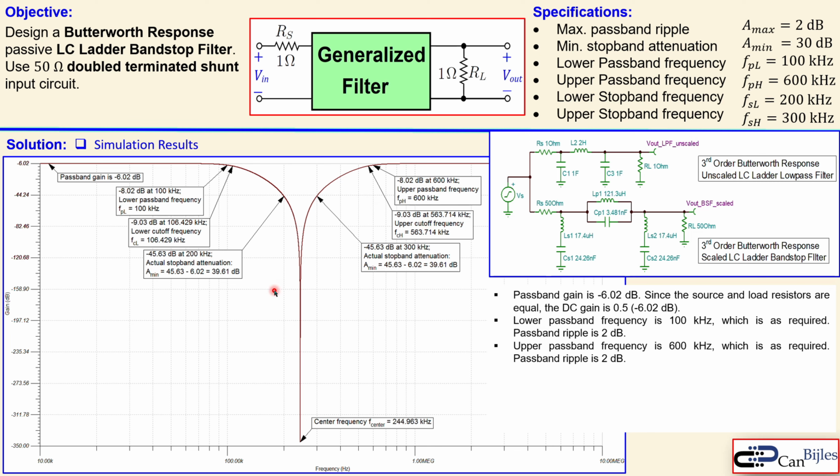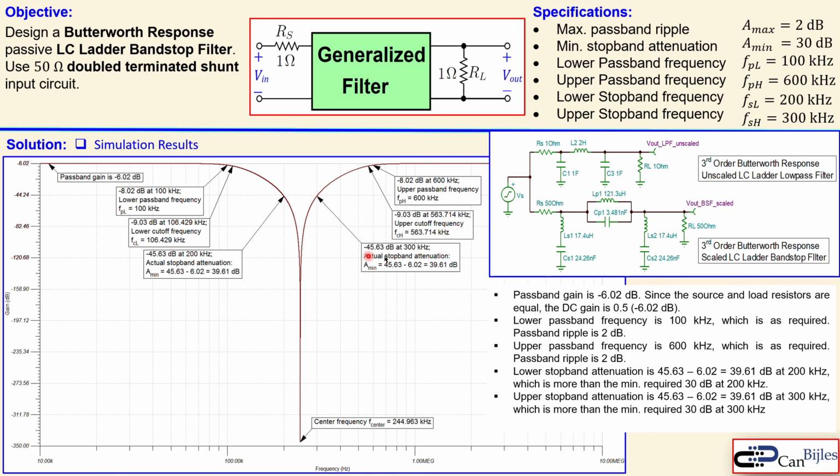Now, looking at the lower stop band frequency, this is this one. This is 200 kilohertz. The gain there is minus 45.63 dB. So you go down by 45.63 minus 6.02 dB, so 39.61 dB. So at least 30 is met. So that is also what we wanted. The minimum required is 30, but you get 39.61 dB. For the upper stop band frequency, this is 300 kilohertz, you see actually the exact same result. So again, the minimum of 30 dB is achieved here.